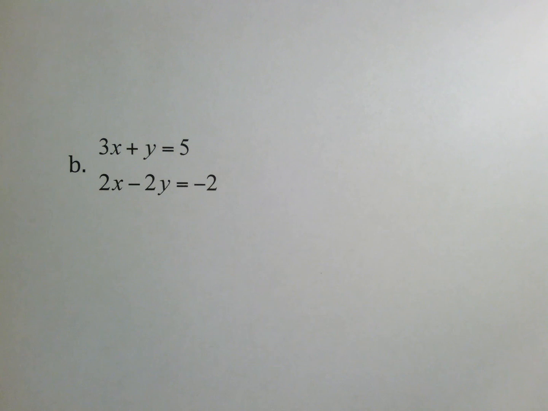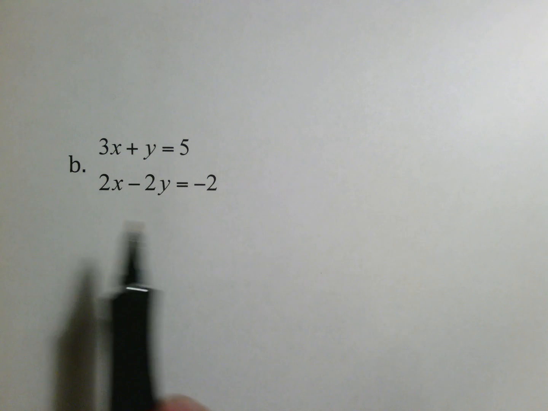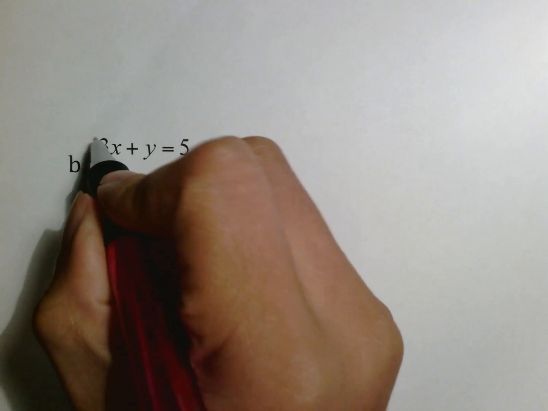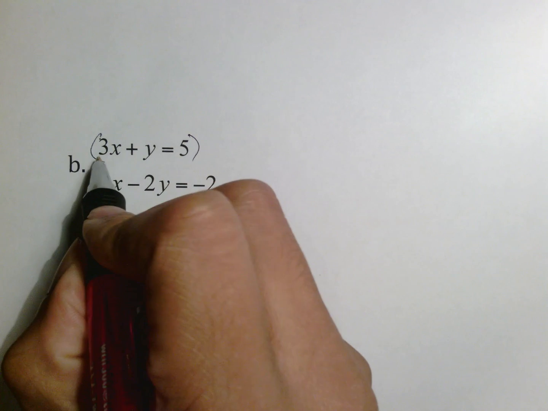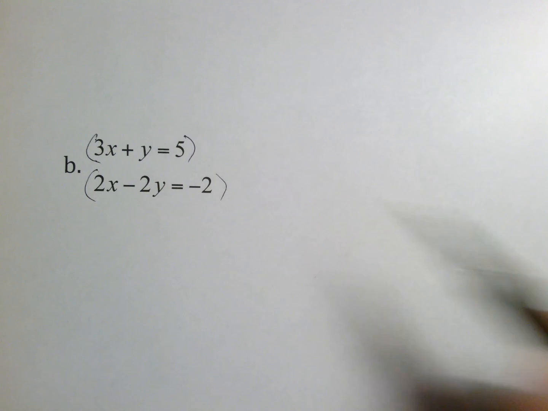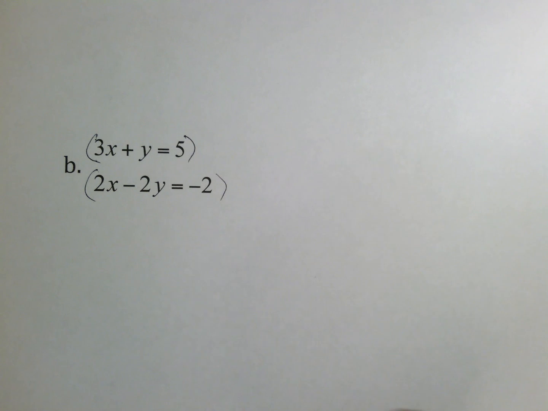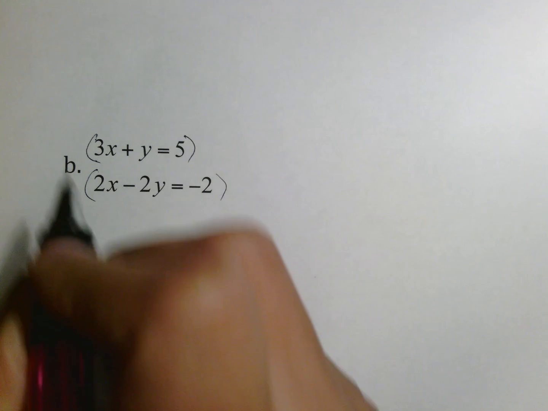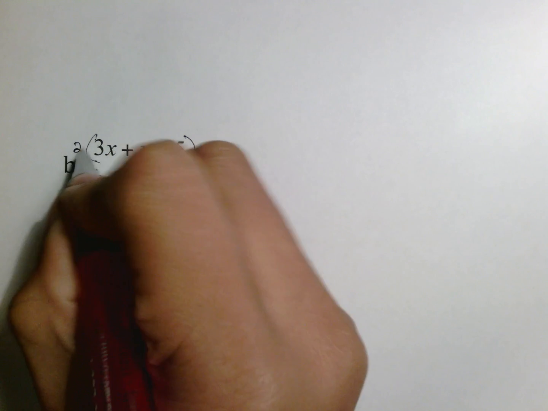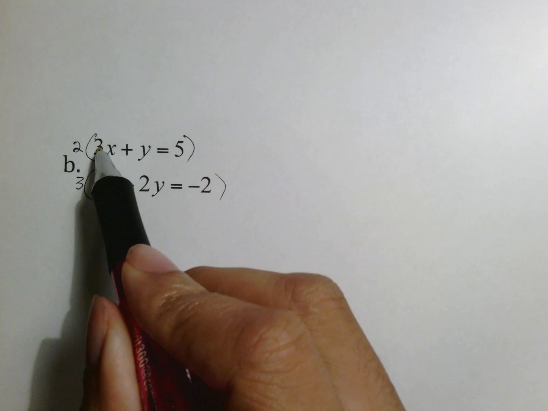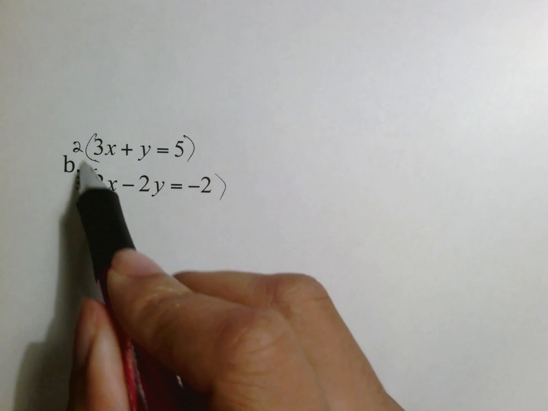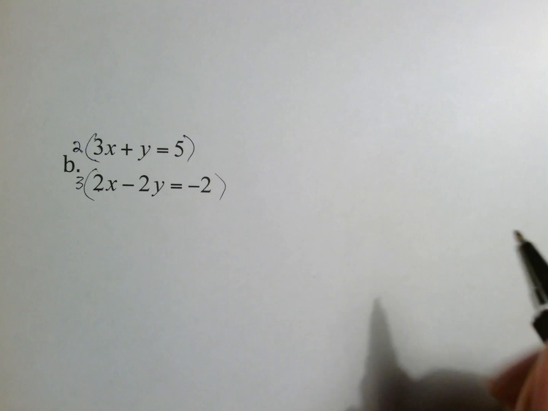B, 3x plus y is equal to 5. 2x minus 2y is equal to 2. Nothing's ready to go, nothing's even close, so what we're going to do here is make 3 and 2 meet. Kind of like a least common multiple, but it really doesn't matter as long as they meet somewhere. So what I will do is multiply this by 2, because that'll turn that into 6, and I'll multiply this by 3. Typically it works that way, where you can take this number, move it down, take that number, move it up, and everything will work out.